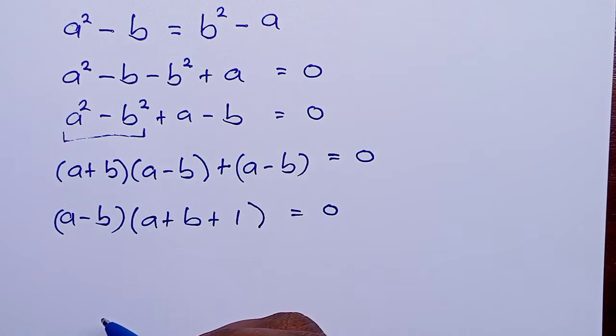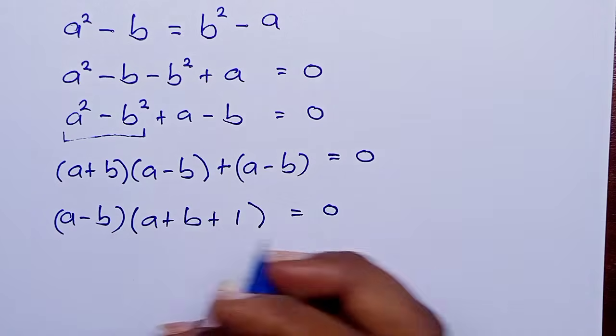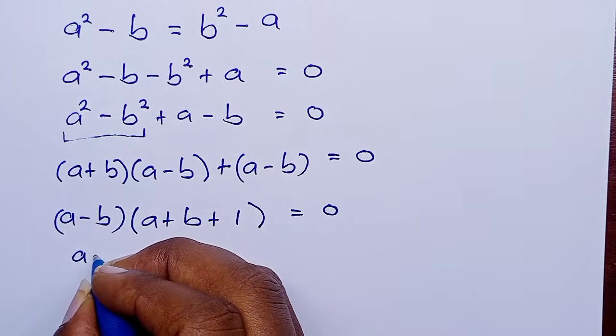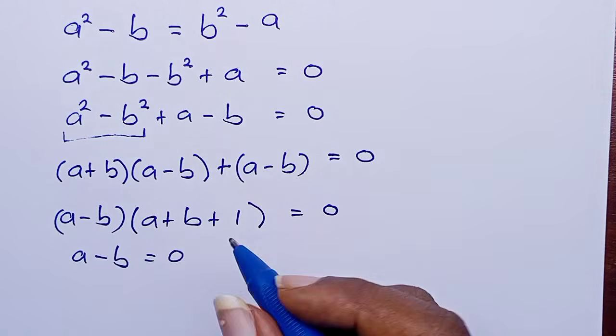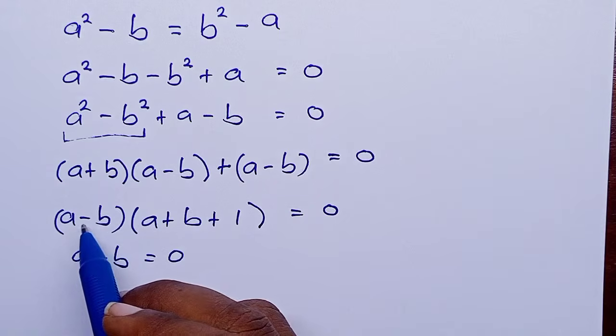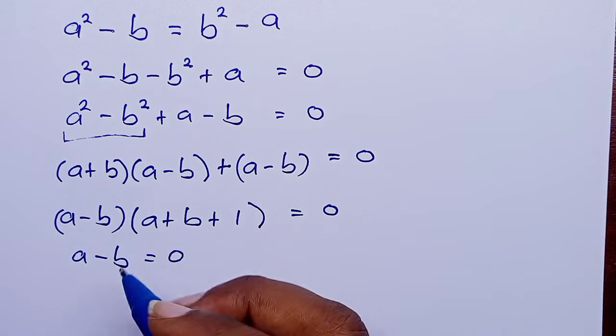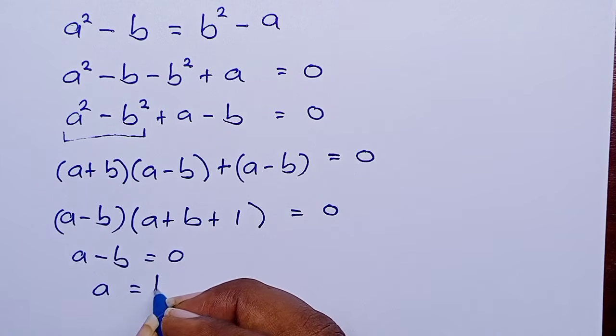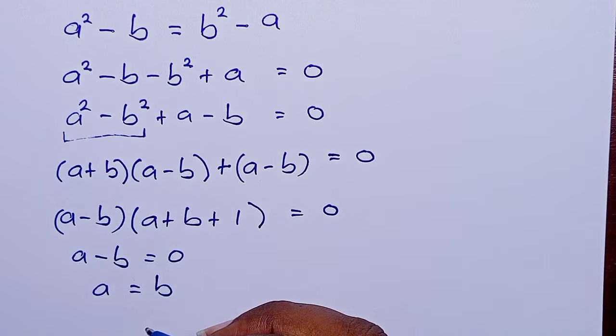So we have two possible solutions. So we have a minus b is equal to 0, and also this, but let's start with this. This first one, a minus b is equal to 0, gives us a equals b. So a is equal to b.